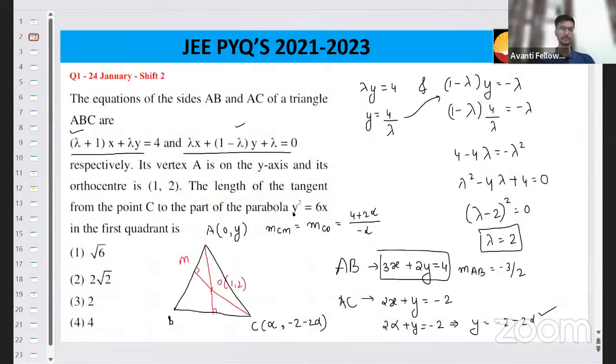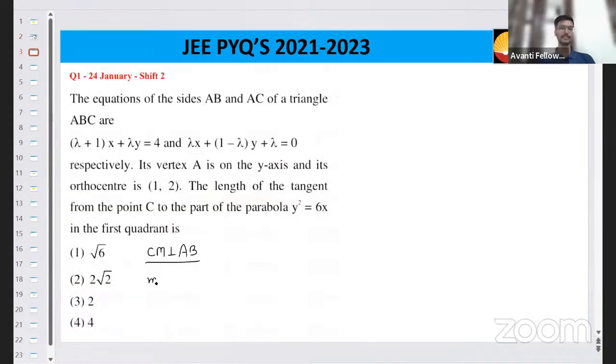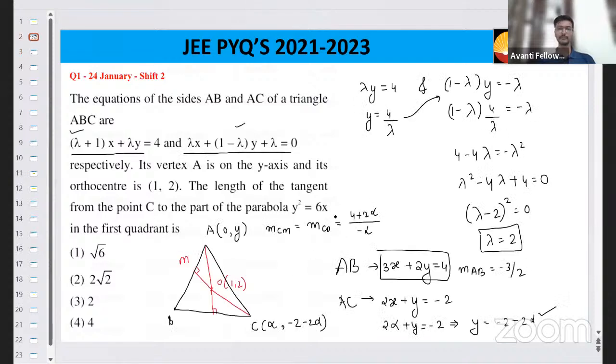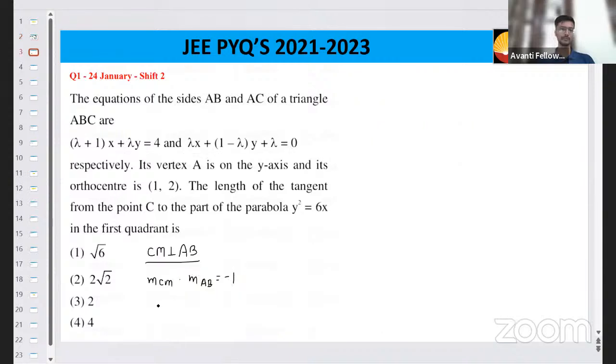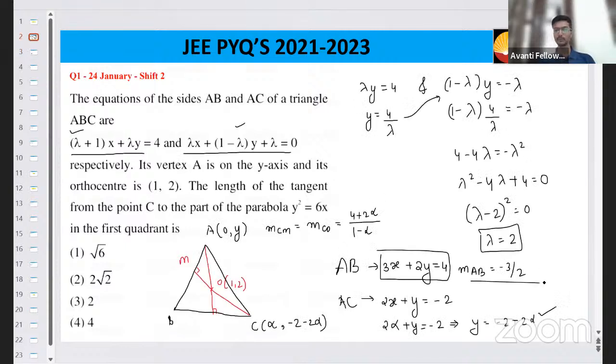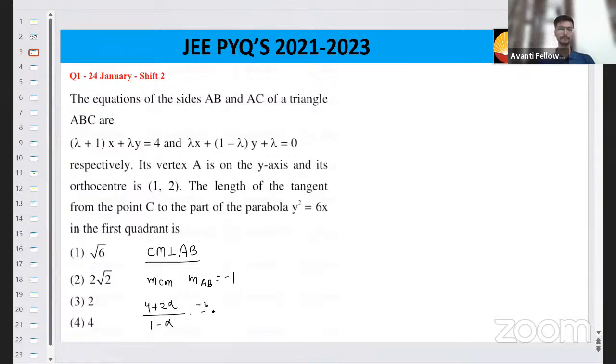Now, since CM is perpendicular to AB, that means the slope of CM into the slope of AB will be equal to minus 1. What is the slope of CM? 4 plus 2 alpha upon 1 minus alpha. I hope I am not making a mistake. 2 minus of minus 2 plus 2, 4 plus 2 alpha upon 1 minus alpha. Okay, 4 plus 2 alpha upon 1 minus alpha into the slope of AB. What was the slope of AB? Minus 3 by 2, is equal to minus. We can cancel out the minus.